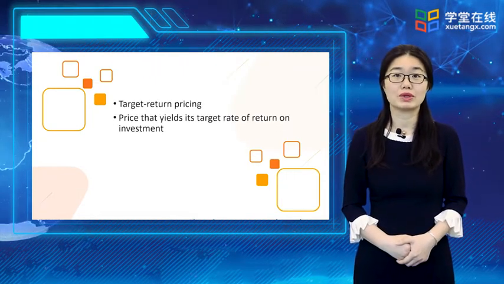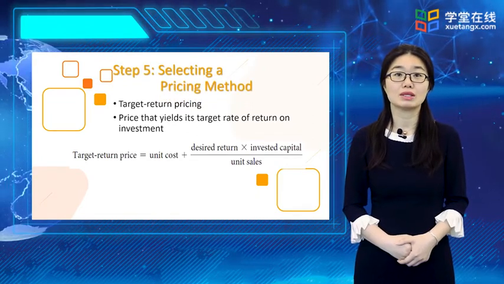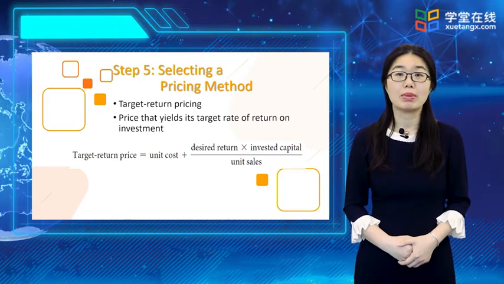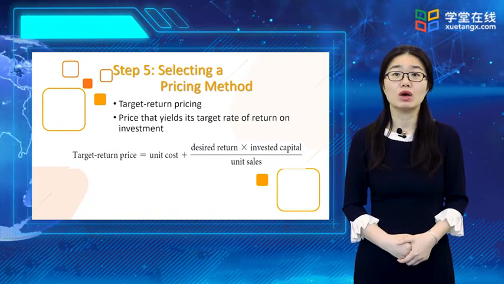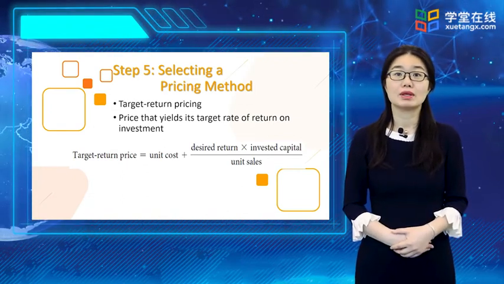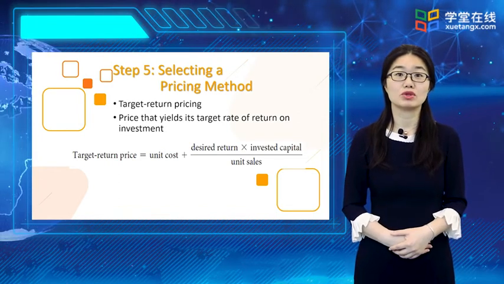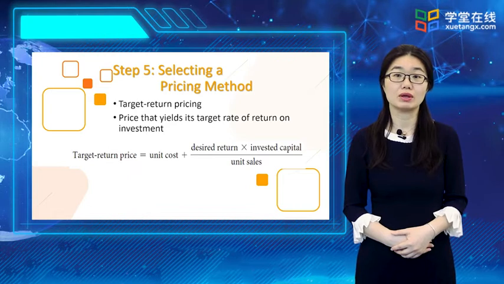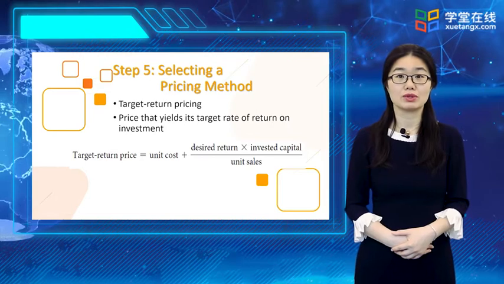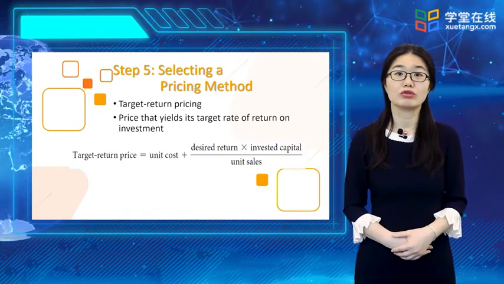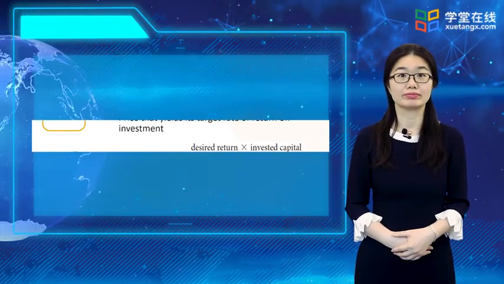In target return pricing, the firm determines the price that yields its target rate of return on investment. Public utilities, which need to make a fair return on investment, often use this method. Suppose the toaster manufacturer has invested $1 million in the business and wants to set a price to earn a 20% ROI, or $200,000. The target return price of $20 is calculated by the formula on this slide.